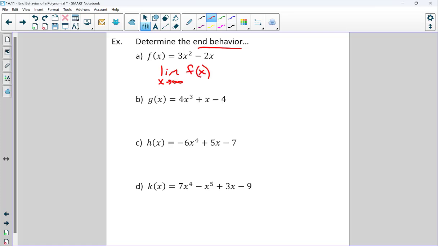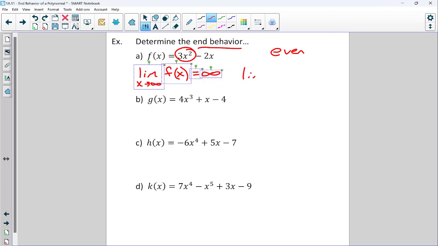and then I'm going to name the function f of x. So the limit as x approaches infinity of f of x is, well, this is a quadratic, but I really only care about the leading term. It's an even degree, which means the left and right side are going to be the same. And then the leading coefficient is positive. So if the leading coefficient is positive, the right side is up.